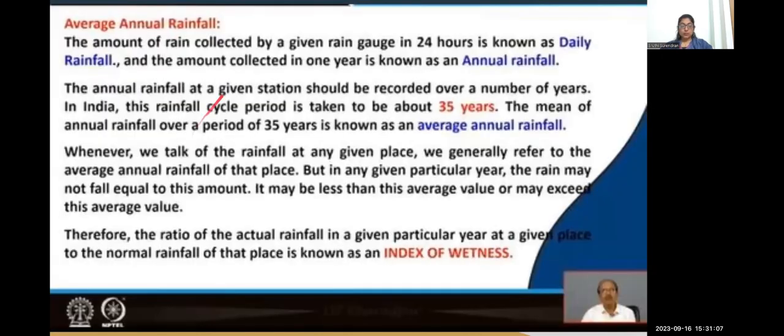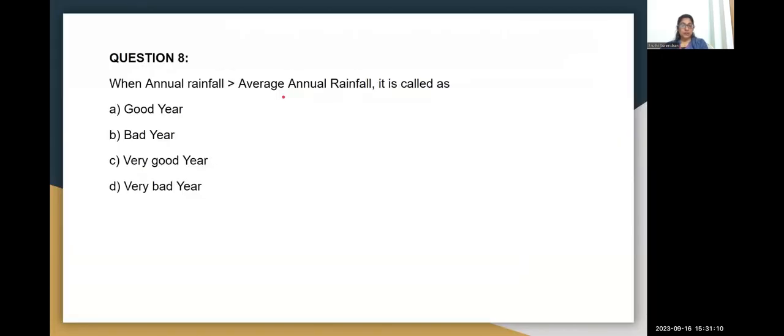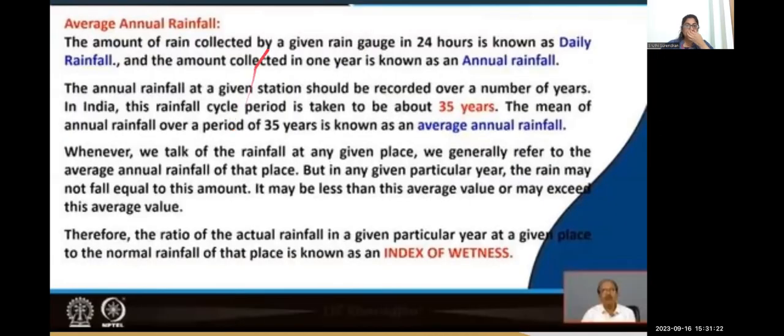Okay, before we know what is called a good year or a bad year, let's see what an annual rainfall is, what the average annual rainfall is, and what the difference is. We know that the amount of rain collected in 24 hours gives us the rainfall of a particular day, and that amount is called the daily rainfall. Now, the rainfall collected for an entire year is called the annual rainfall.